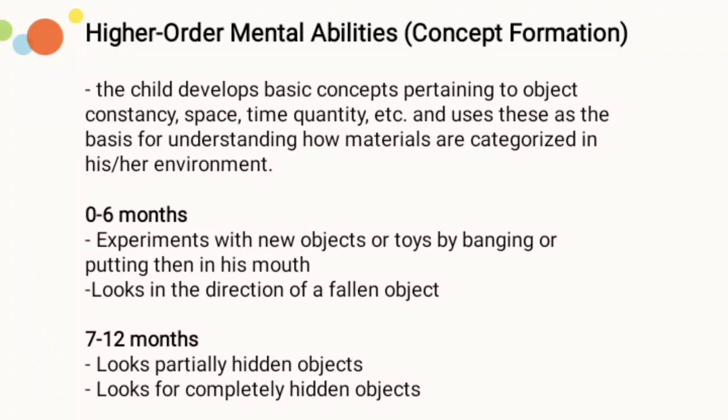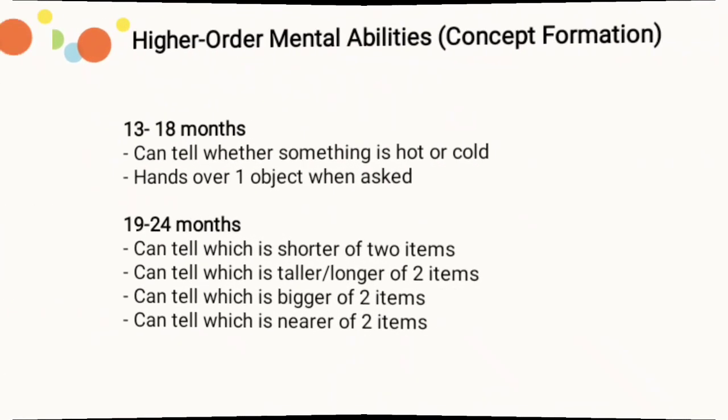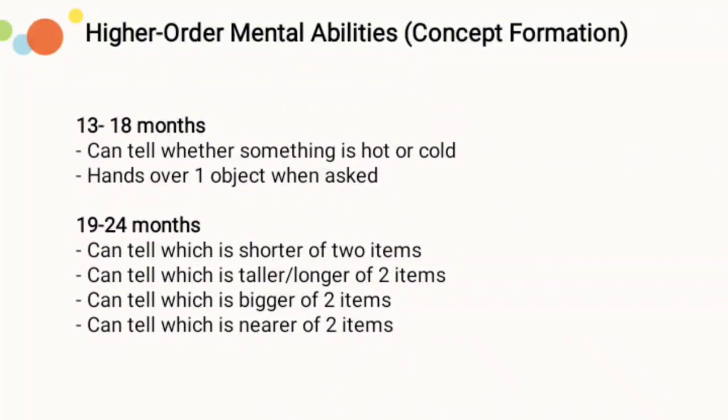In 7 to 12 months, they will look for partially hidden objects and look for completely hidden objects. In 13 to 18 months, they can tell whether something is hot or cold and can hand over one object when asked. In 19 to 24 months, they can tell which is shorter of two items, which is taller or longer of two items, which is bigger and nearer of two items.